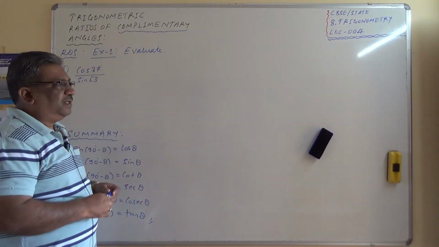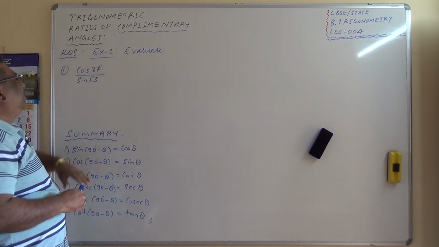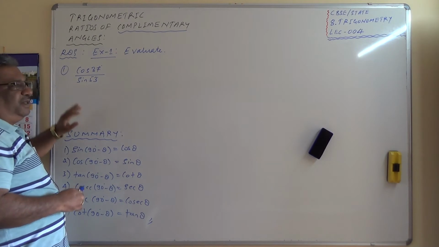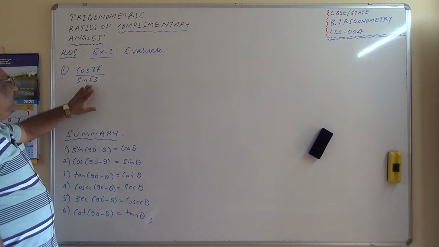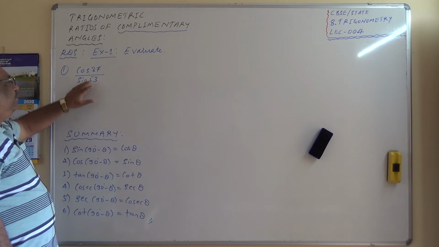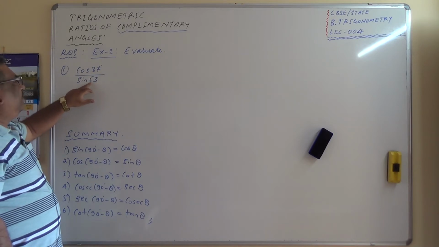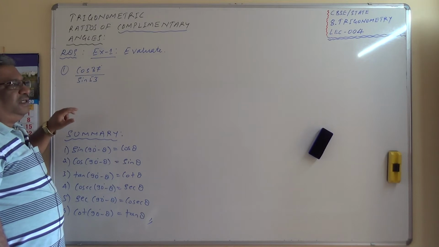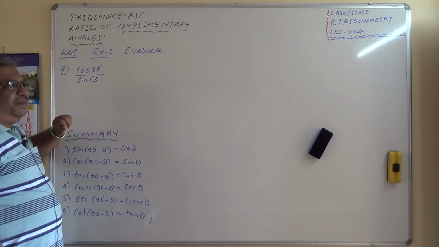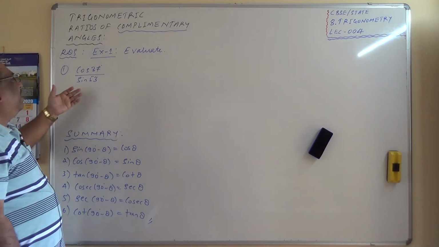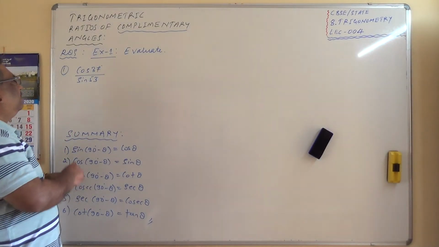I'll take up some numericals from R.D. Sharma. RDS example 1, evaluate cos 37 degrees by sin 53 degrees. Here, how to solve this one? I can easily conclude here that these two are complementary angles, because 53 plus 37 gives you 90, and therefore 37 and 53 are complementary angles. How to evaluate this one now?